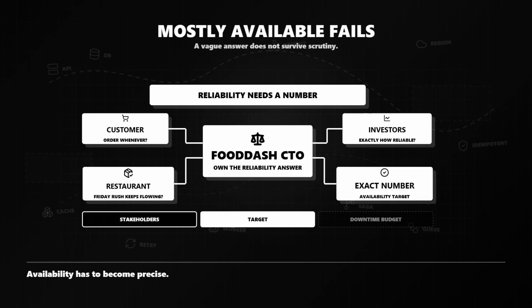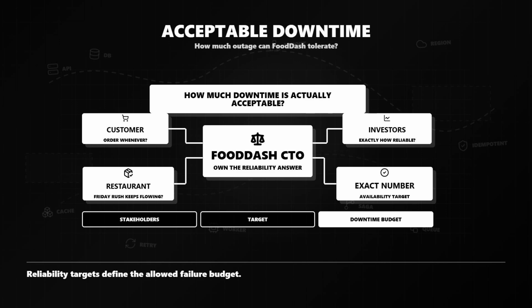Suddenly, just shrugging and saying, it's mostly available, just isn't going to cut it. They need an exact number. We know our system can survive failures now, sure, but how much downtime is actually acceptable?